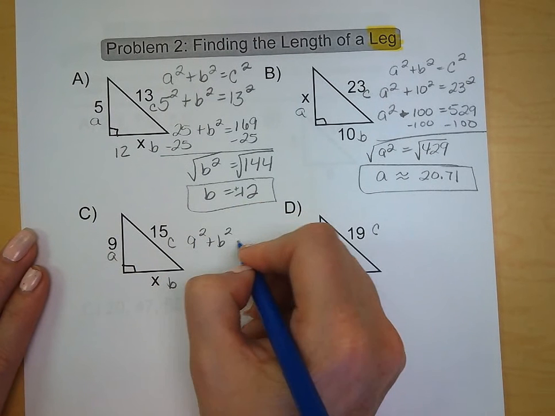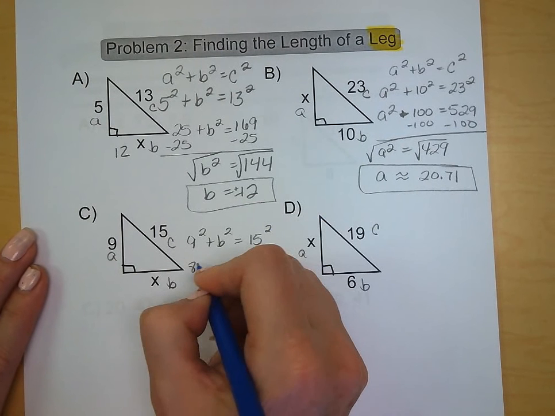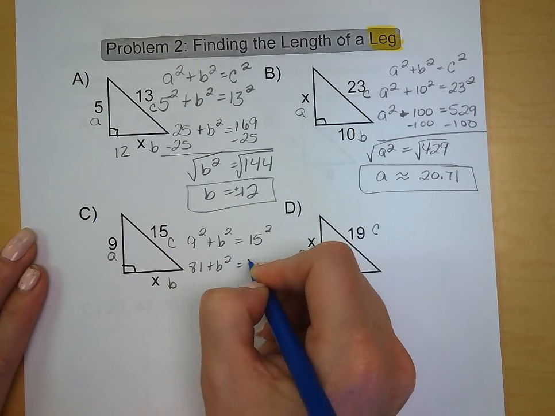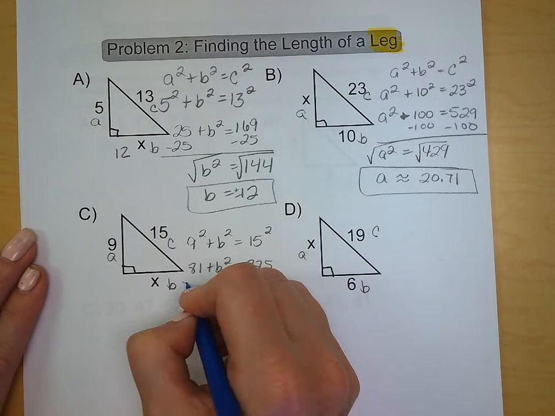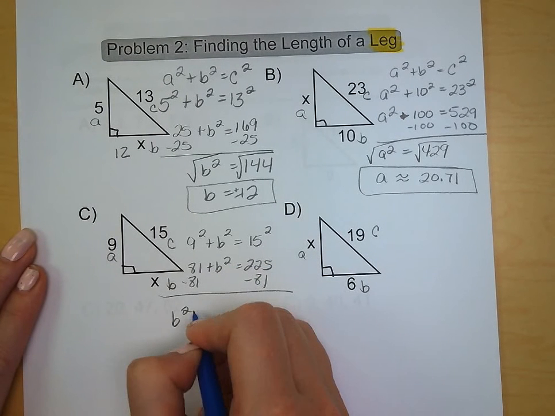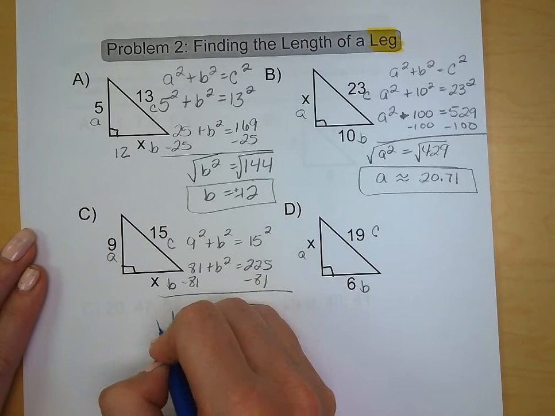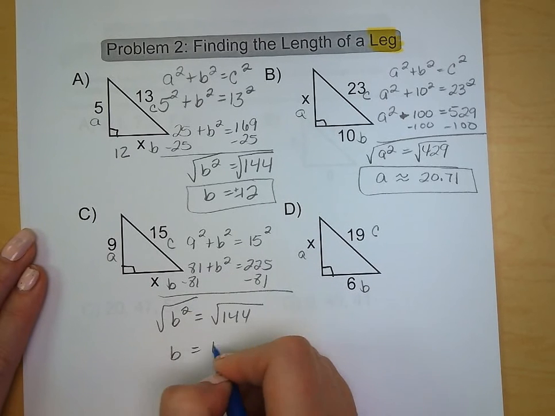9 squared plus b squared equals 15 squared. 81 plus b squared equals 225. Subtract 81 from both sides, and you're going to have x squared equals 144. Take the square root. B is equal to 12.